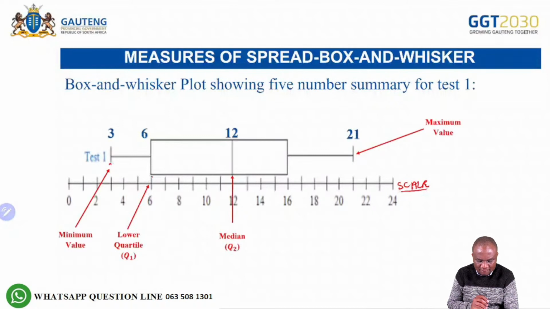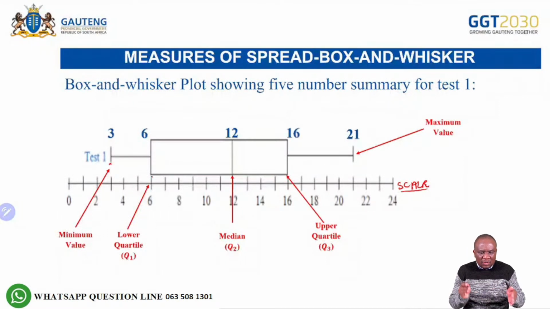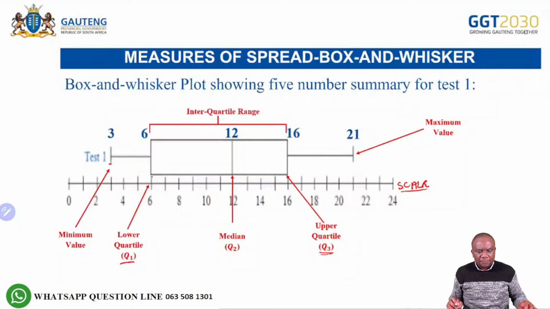And then we have the upper quartile. We can read from the scale, our upper quartile is 16. Right. And then what is the difference between Q1 and Q3? We say 16 minus 6, which is 10. That is called the interquartile range.